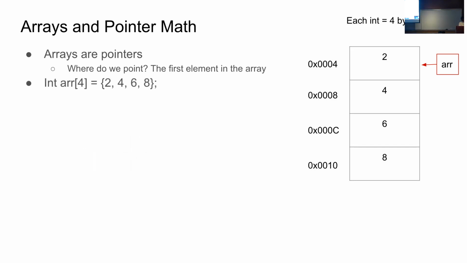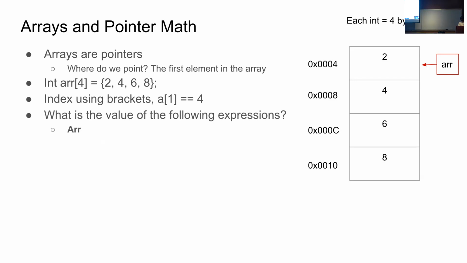So if we have this code, int array of size 4 is equal to this array, 2, 4, 6, 8, then array points to the first element, so it's pointing to 2, right? That's what's in the red box there. And if we have an array, we can index using brackets. So a of 1, well, it's 0 indexed, so you get 4, right?